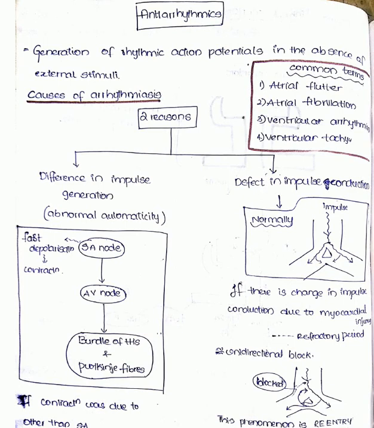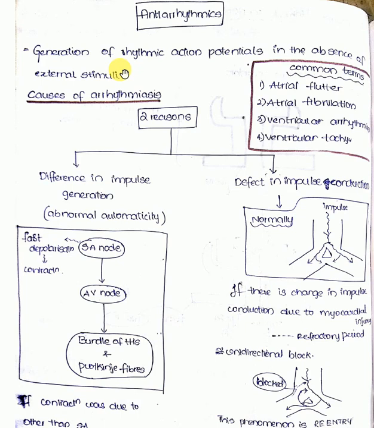I'm going to deal with antiarrhythmics. Antiarrhythmics are the drugs that act against arrhythmia. So, what is arrhythmia? Arrhythmia is defined as the generation of rhythmic action potentials in the absence of external stimuli. Generally, the SA node or AV node generates action potentials when they obtain the action potential from the external media.